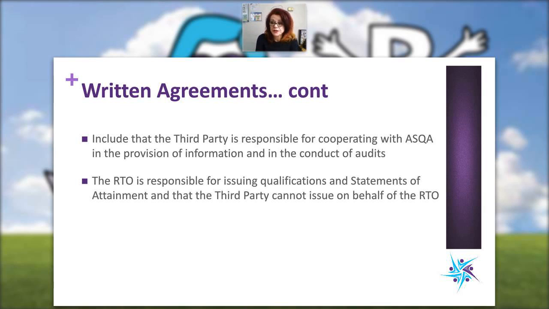The RTO is responsible for issuing certificates and qualifications, and the third party cannot issue any qualifications or certificates. It is the RTO's responsibility to issue certificates and statements of attainment. You cannot ever let a third party issue certificates on your behalf. There are extenuating circumstances where you may apply to ASQA for those third parties to issue certificates on your behalf. I wouldn't recommend it. I would always have it that the RTO is issuing the certificates, even if you're doing it through the database and then posting out those certificates separately. But it is the RTO's responsibility for the issuance of certificates.